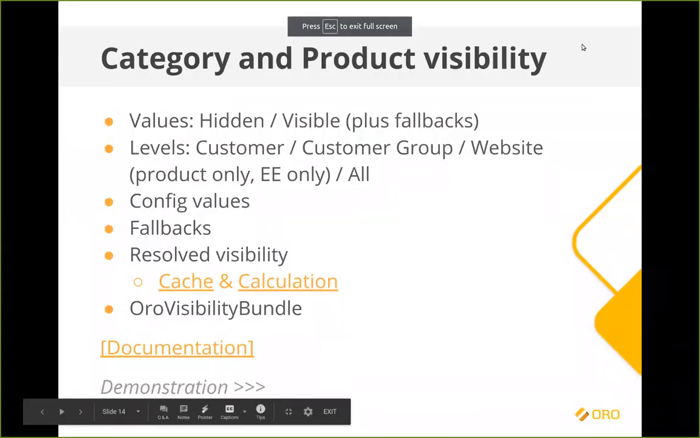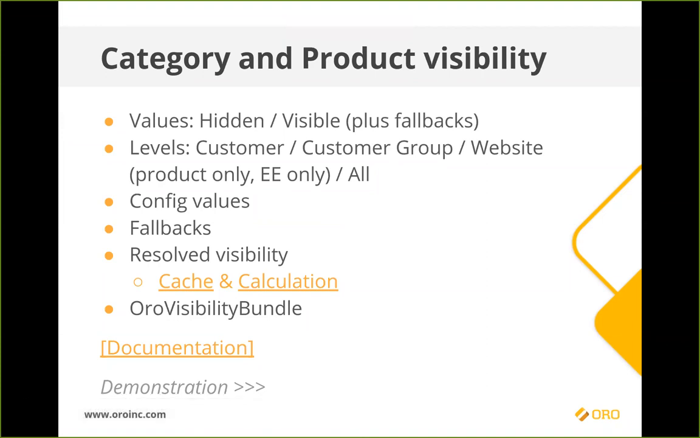Then we have visibility for the product and visibility for the category. There are several values which you can set there. You can mark them as visible or hidden. And there are many fallbacks which you can use in order to fall back to the value from the category. The most commonly used fallbacks are fallback to the customer group from customer, and website from customer group, which is available at the website level only on the products and only in the enterprise version.